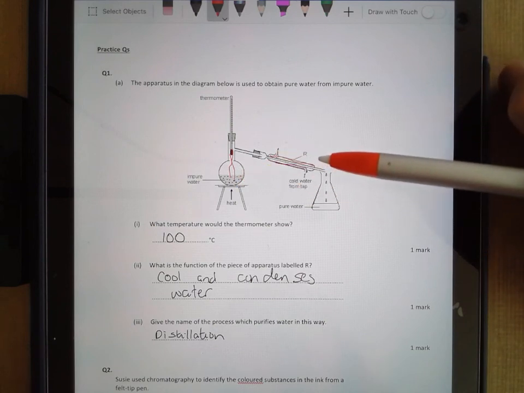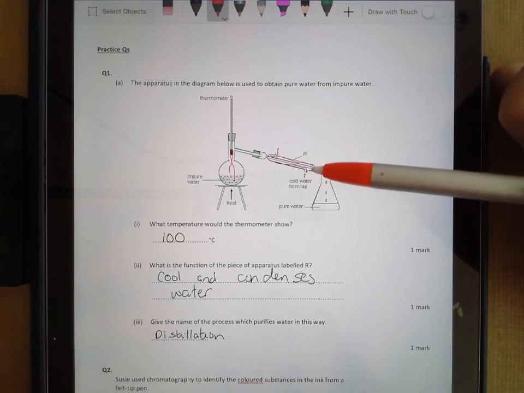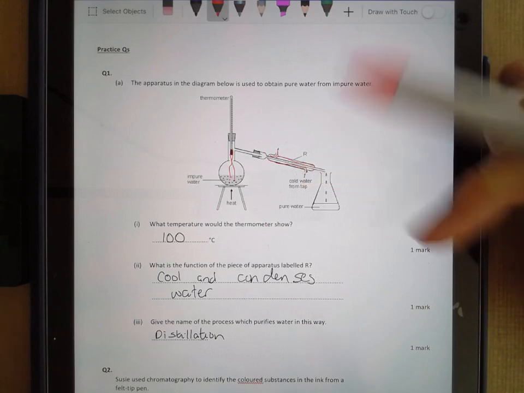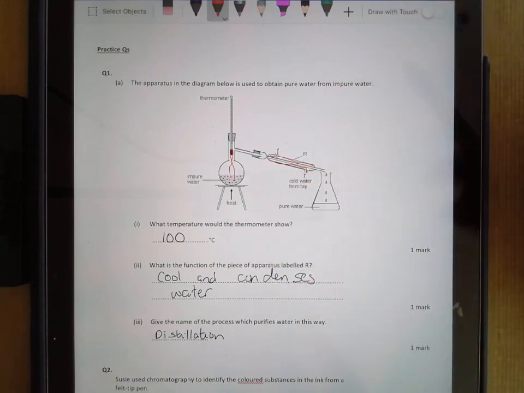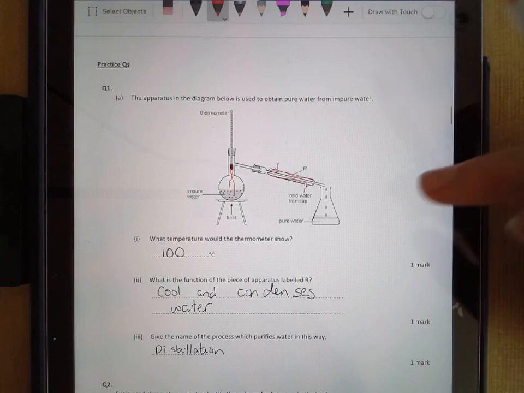So by having this condenser around the tube, it keeps everything super cold. It enables you to cool and condense the water and makes the process a lot more efficient. And this whole process is called distillation.